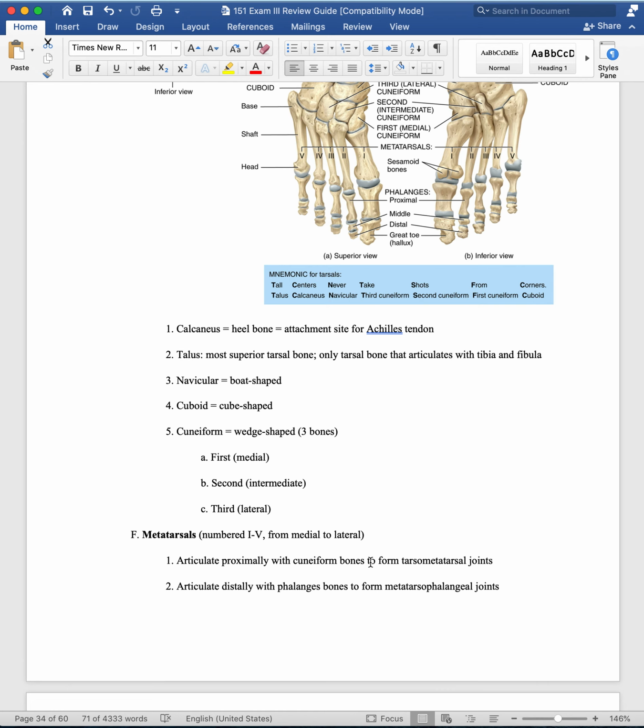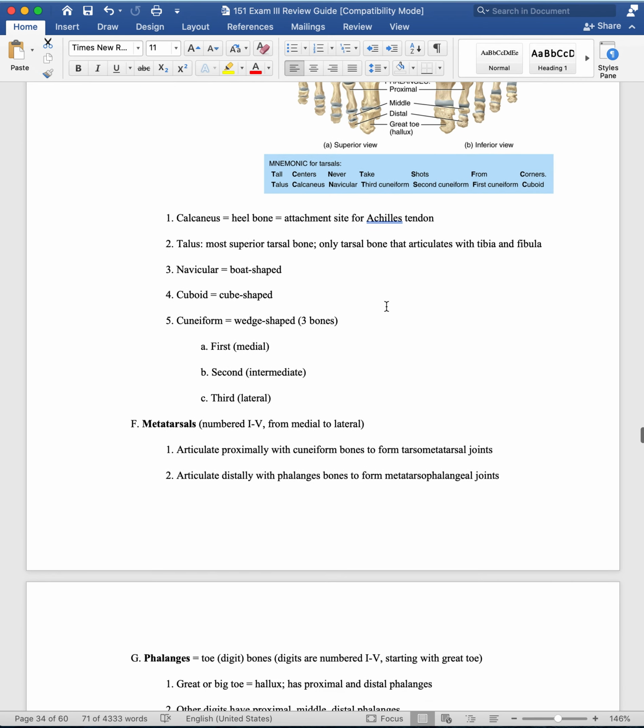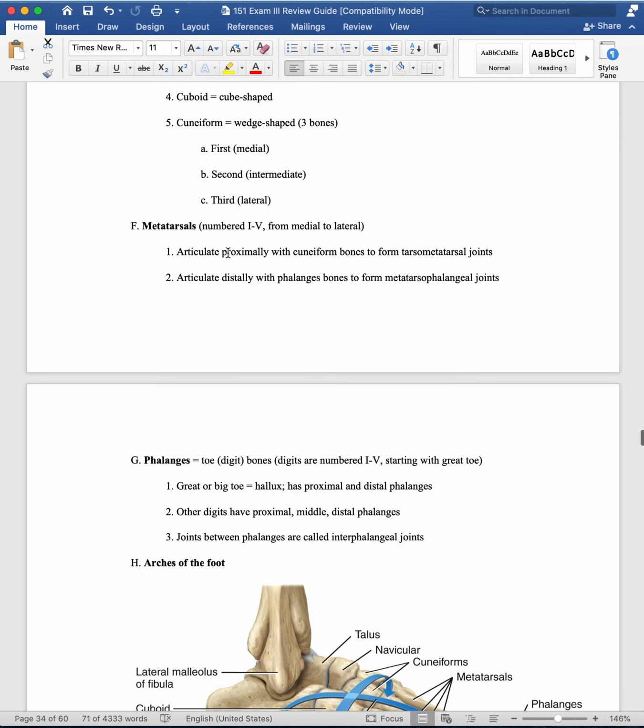Okay, so you'll have to know the different connection points for these different bones. So which bones do they articulate with, both on the proximal end and on the distal end?